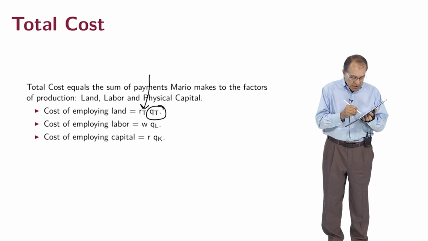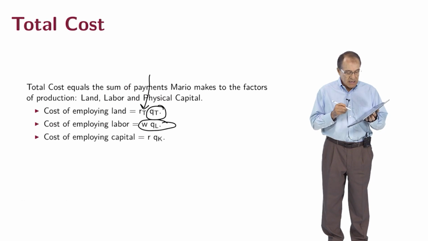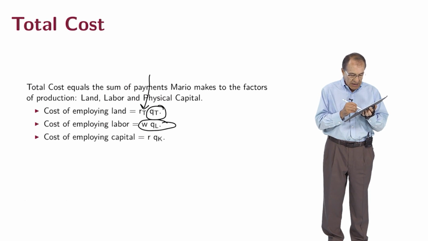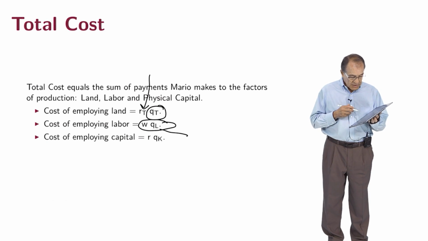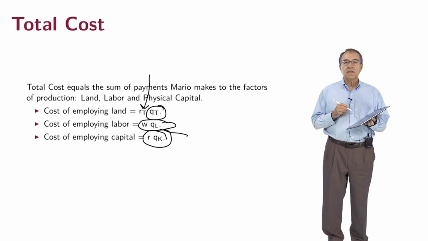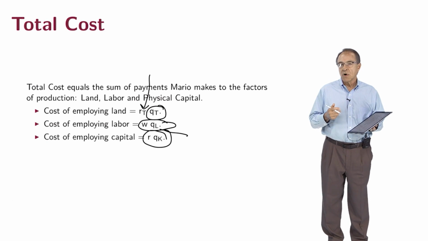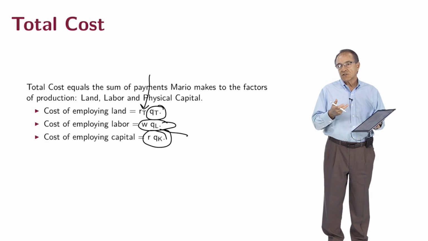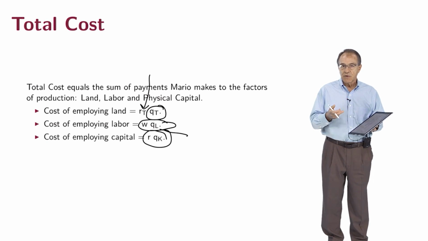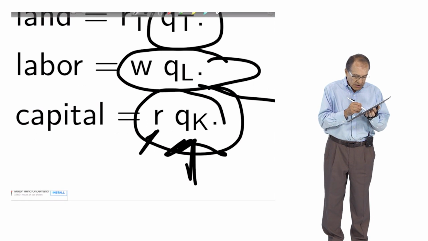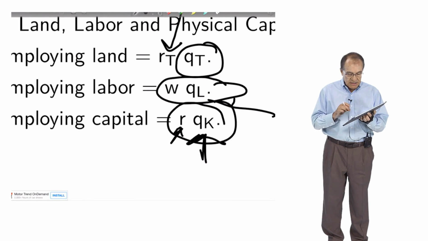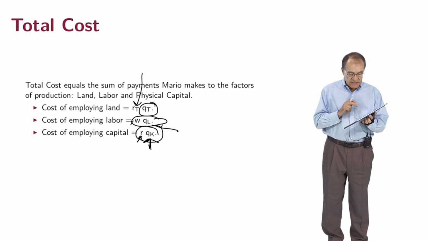The second component of cost is, of course, labor costs. And here we have the quantity of labor hired, Q sub L, multiplied by the wage per labor. And then lastly, we have the quantity of physical capital. Let's suppose also that Mario rents the tractors, trucks, and plows that he uses in his operation. So this is the quantity of the physical capital, and this is the rent per unit of physical capital. His total cost then would consist of the sum of these expenses.